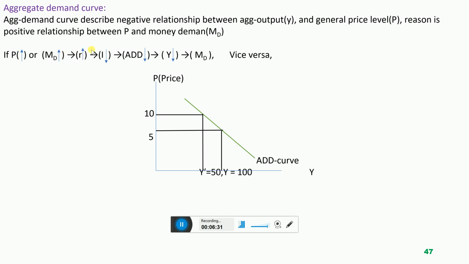When the interest rate increases, investment in the goods and services market will decrease. Why? Because the interest rate is high, and the people are not withdrawing their funds, their money, from the saving accounts, in order to earn more and more interest.